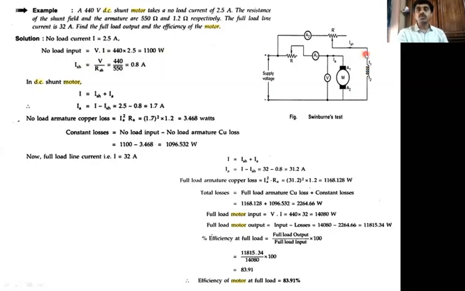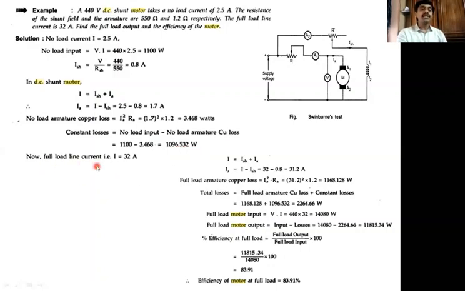We know ISH is equal to V by RSH, therefore 440 by 550, which is 0.8 amperes. In a DC shunt motor, total current is equal to shunt current plus armature current. Therefrom, you can calculate Ia, armature current, which is equal to total current minus shunt field current, which is 1.7 amperes. So no load armature copper loss you can calculate, Ia square Ra. After substituting these values, we get 3.468 watts. Therefore, constant loss is equal to no load input minus no load armature copper loss. If you substitute, you will get 1096.532 watts.